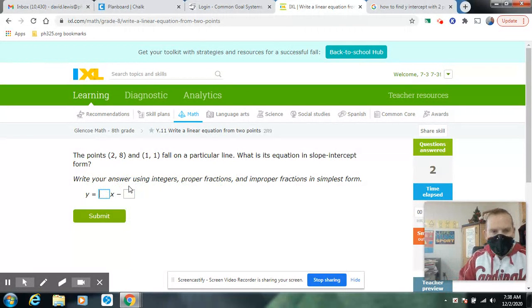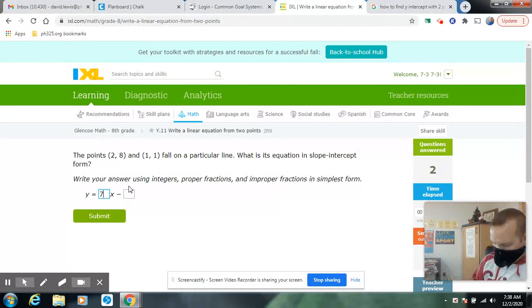All right, next type of problem. Again, it gives us 2 points, so we need to stack them and subtract them. (2, 8) and (1, 1). 8 minus 1 gives me 7. It's going to go on the top. 2 minus 1 gives me 1. It's going to go on the bottom. So my slope is 7.